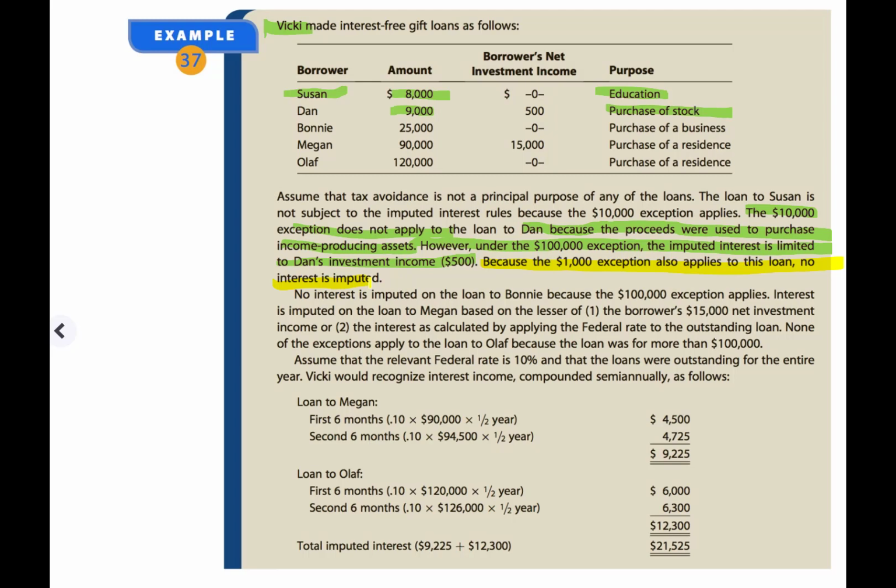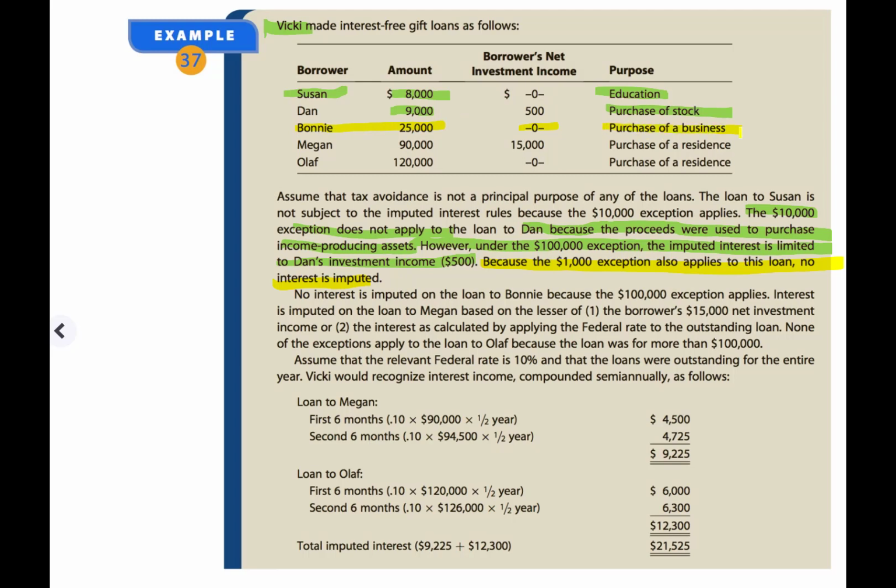So she couldn't get him in under the 10,000, but we get him in under the 100,000, and then we don't have to pay any tax if we're up to this $1,000. Past 1,000, we would have to start paying tax on net investment income in excess of the 1,000.